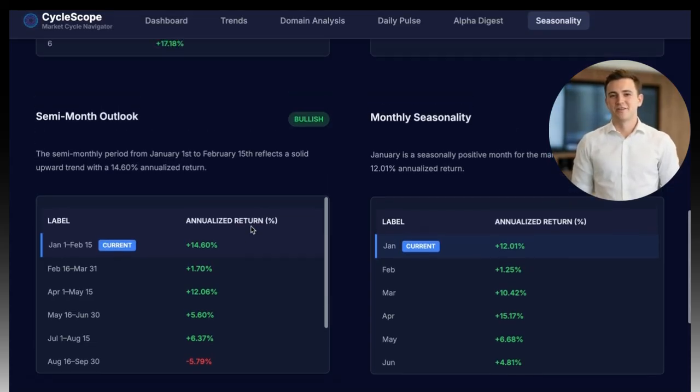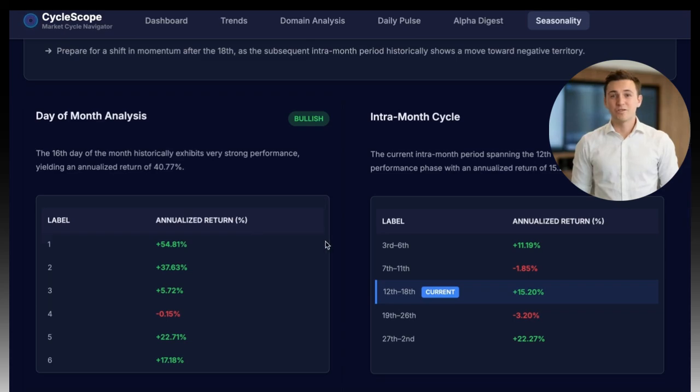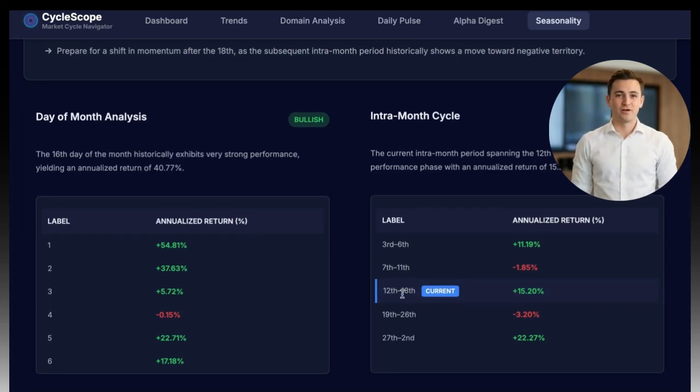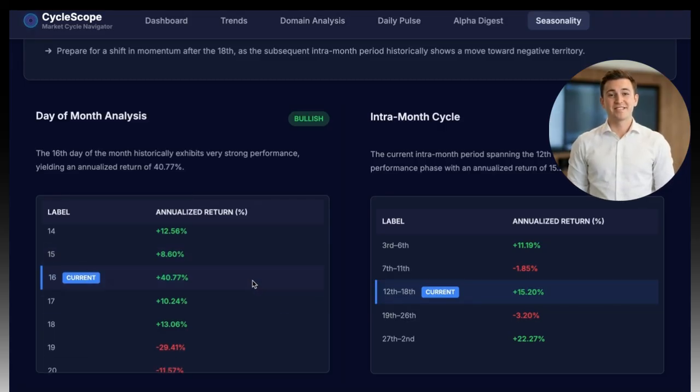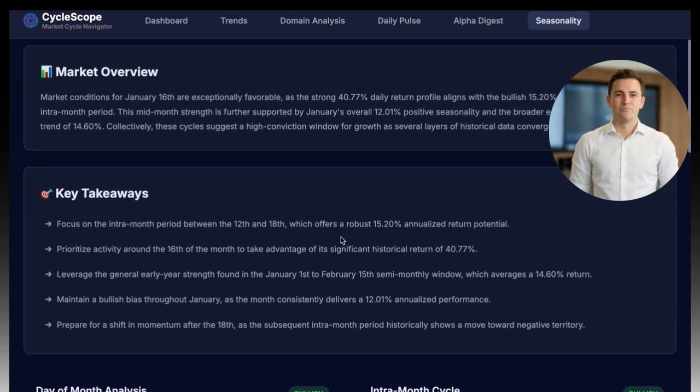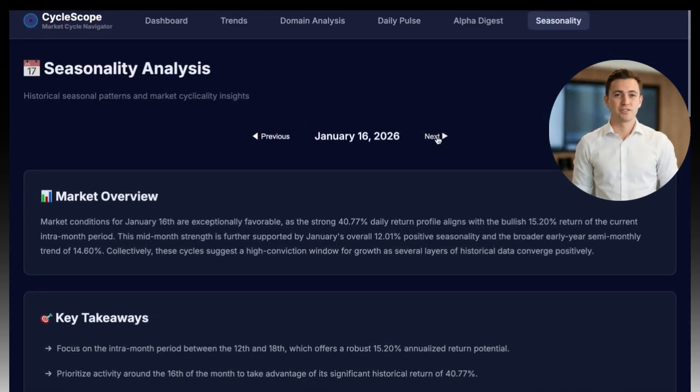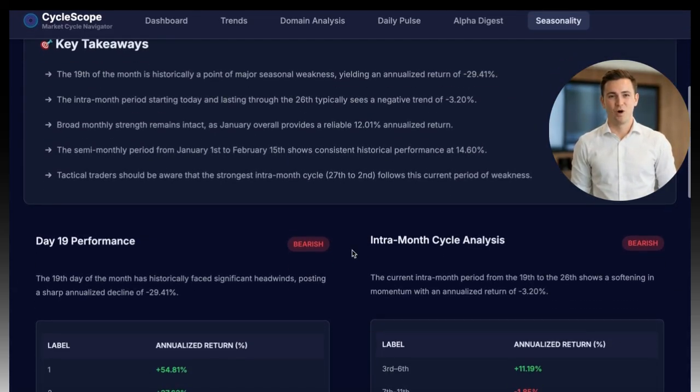That's two green lights. Then, the intra-month layer. We're in the 12th to 18th window, another bullish period at over 15%. Three green lights. Finally, the day of the month. The 16th itself is one of the strongest days of the month, with a massive 40% historical return. Four green lights. When you see this, when all four layers are green and pointing in the same direction, that is a high conviction signal. The historical data is screaming that the odds are in your favor. Conversely, when these layers are red, it's a clear warning to be cautious. This isn't a crystal ball, but it's a powerful, data-driven weather forecast for the market.